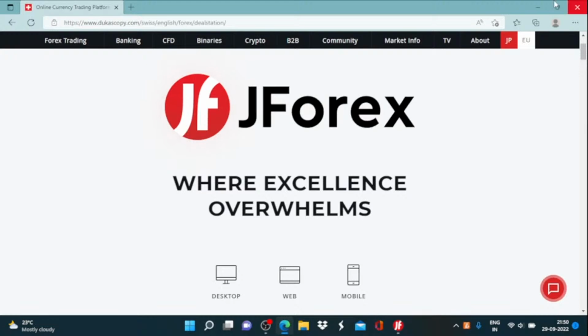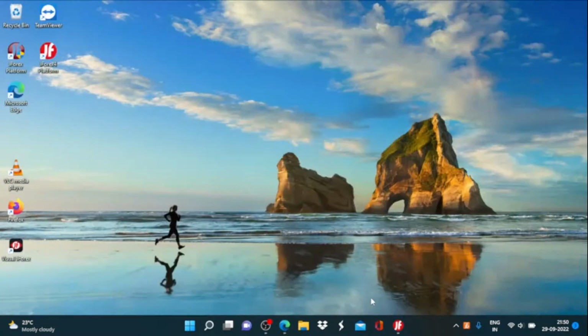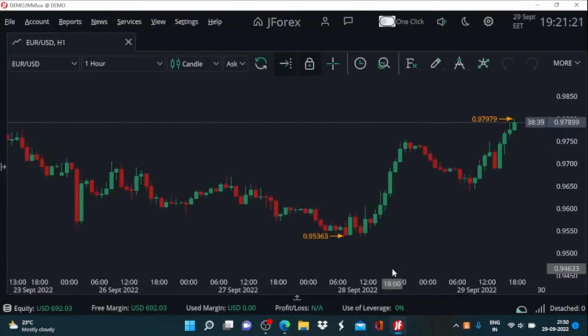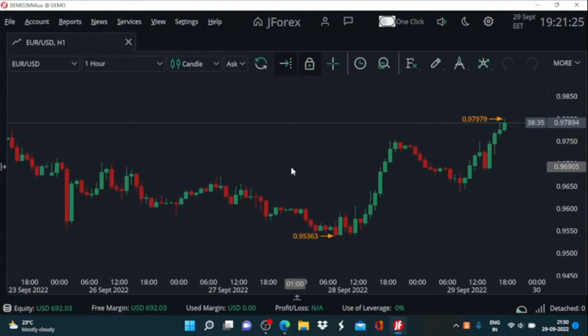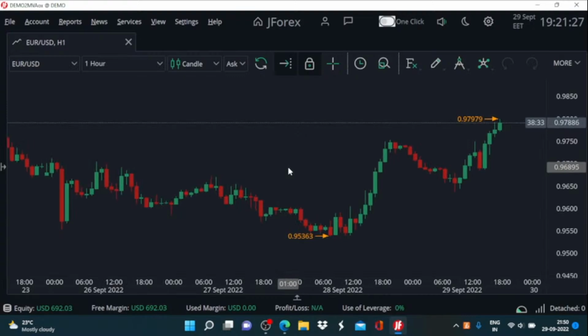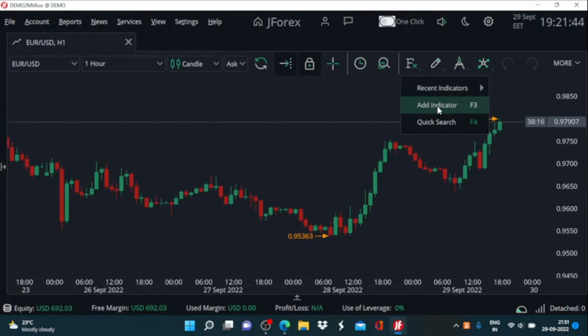Now we head to the JForex 4 platform, the newly released trading platform from the Dukascopy Bank SA. Here there is the Euro USD chart defined for the hourly candle period. I will add this McClellan summation index. There are two ways to go about it. You can simply press the F3, which will get you this option of add indicator. And in this, you will find the McClellan summation index listed amongst the momentum indicators.